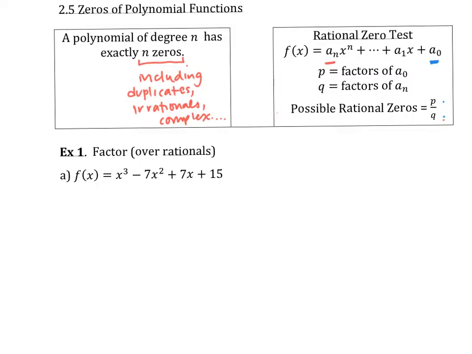Last section, they gave you a zero to start with. In this section, you need to find the first zero. So I need to figure out which values will give me a zero. And instead of randomly guessing, I'm going to use the rational zero test.